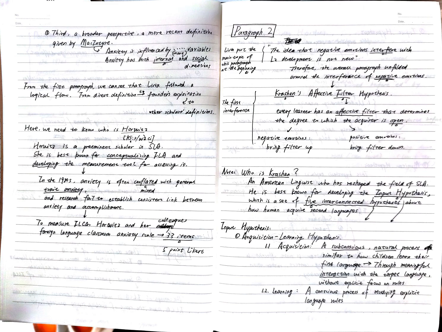So after reading this sentence, you can know that this paragraph is all about the interference of FLCA on learners, for example, on their accomplishments or other variables. So this part is about the interference.